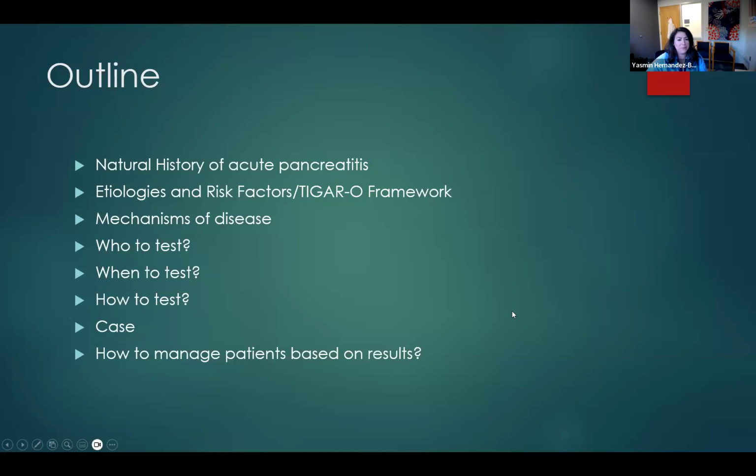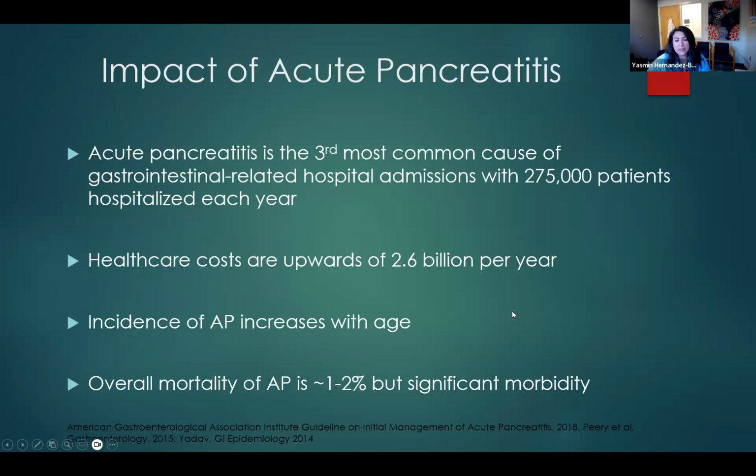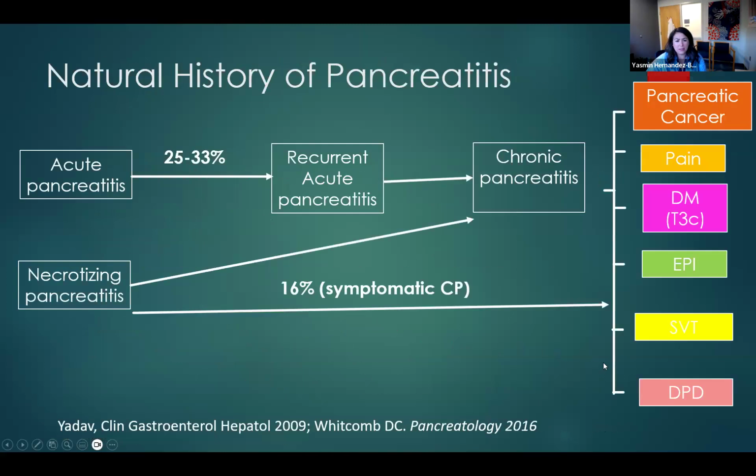Acute pancreatitis, as we know, is a leading cause of GI-related hospitalizations every year, with nearly 300,000 patients hospitalized each year. Healthcare costs are upwards of $2.5 billion. And the incidence of acute pancreatitis seems to be increasing with age. While there have been great strides in improving the mortality in acute pancreatitis, and it's quite low at about 1%, there's significant morbidity associated with this disease.